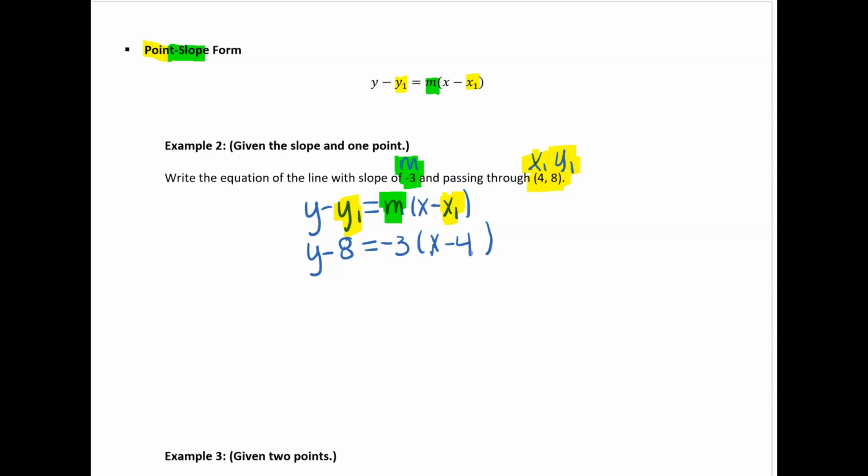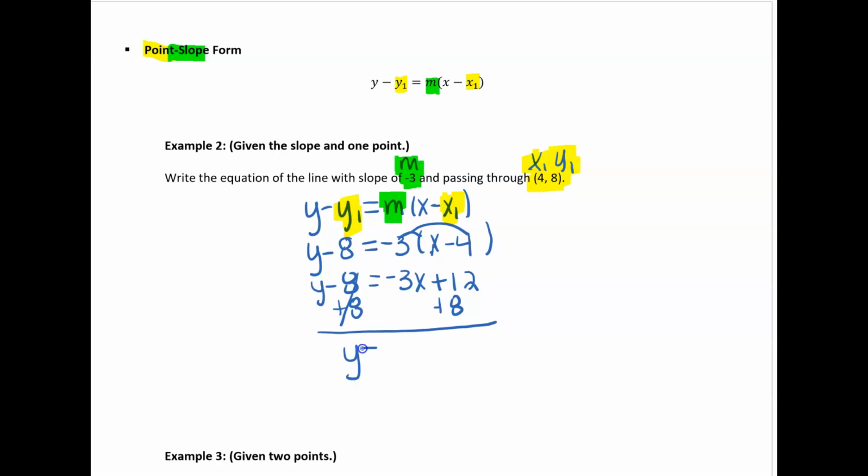Once I have it filled into my point slope form, I just have 2 steps from there. I'm going to distribute, so it gives me -3x plus 12. Be careful with those negatives. And then I'm going to move that -8 over, so I'm going to add 8 to both sides.